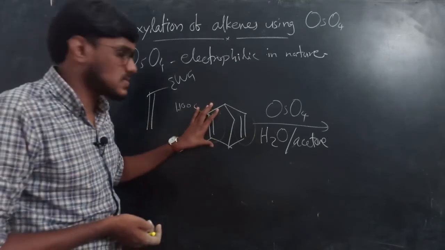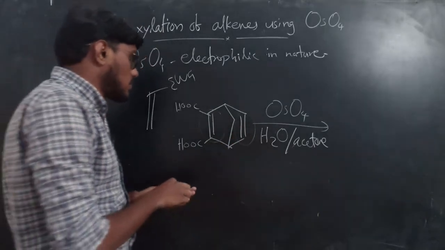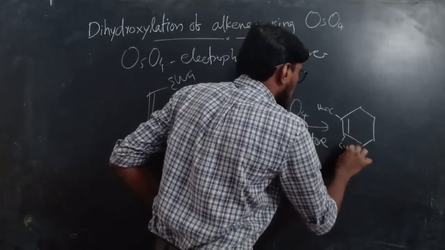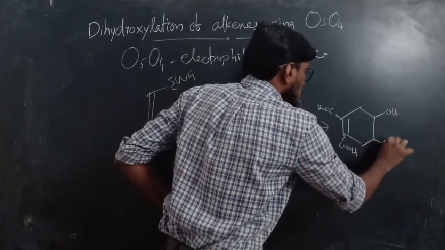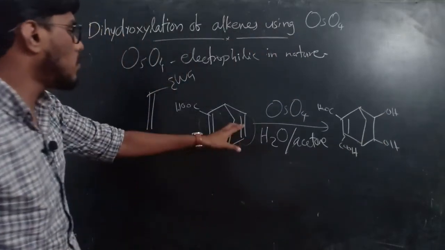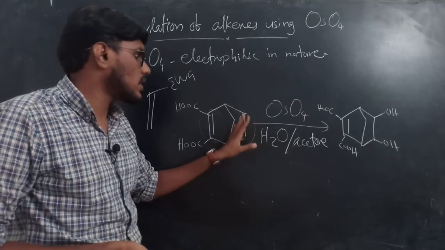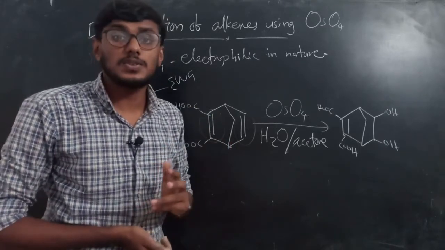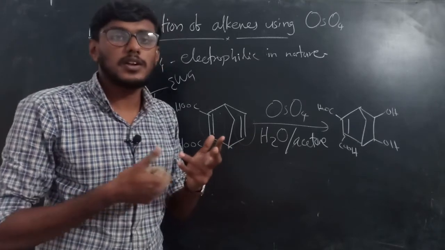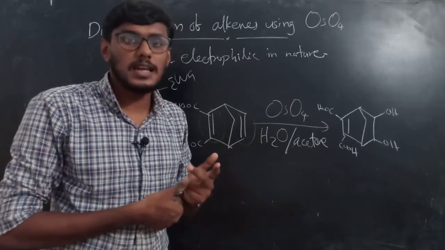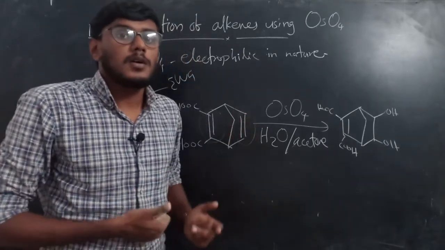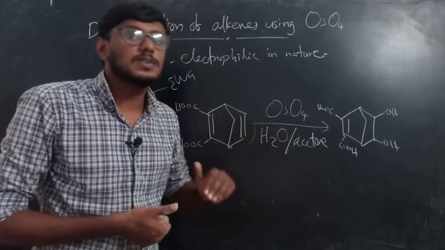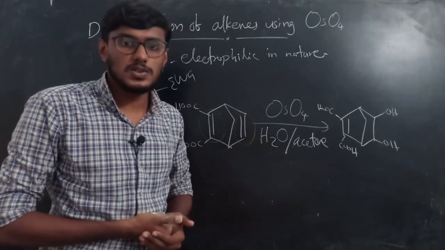So here electron density is less, and here there is more electron density. So the product formed will be COOH, here is COOH, and here is OH, here is OH. The dihydroxylation occurs at the double bond with more electron density. So this is all about the dihydroxylation using osmium tetroxide, its reaction and mechanism, then the use of co-oxidants like metal chlorides, hydrogen peroxide or tertiary butyl hydroperoxide, etc., then examples of this cis dihydroxylation using osmium tetroxide. Thank you.